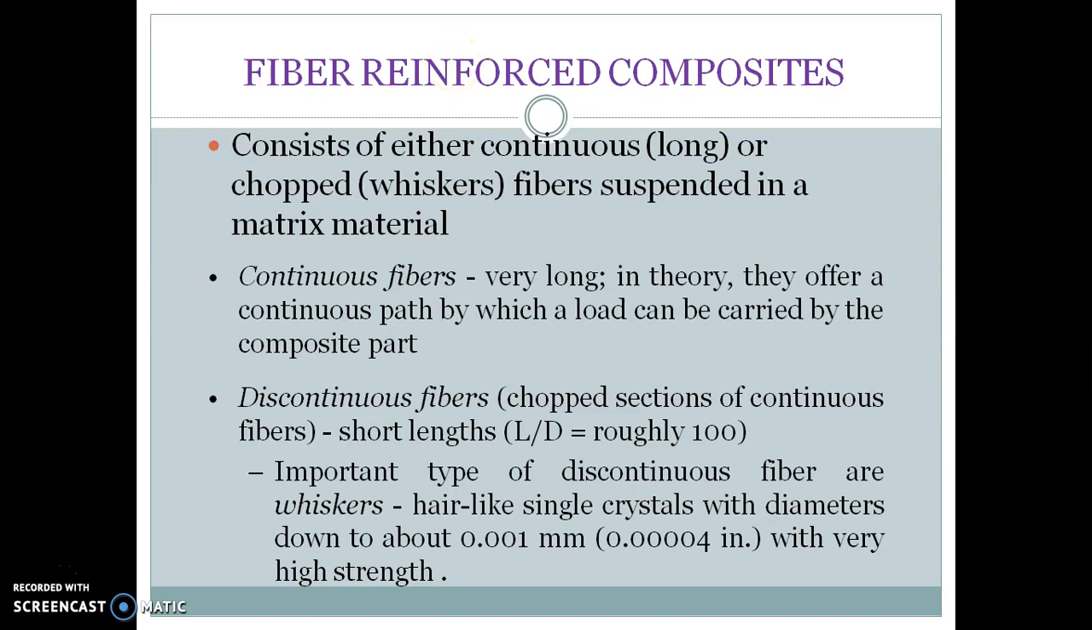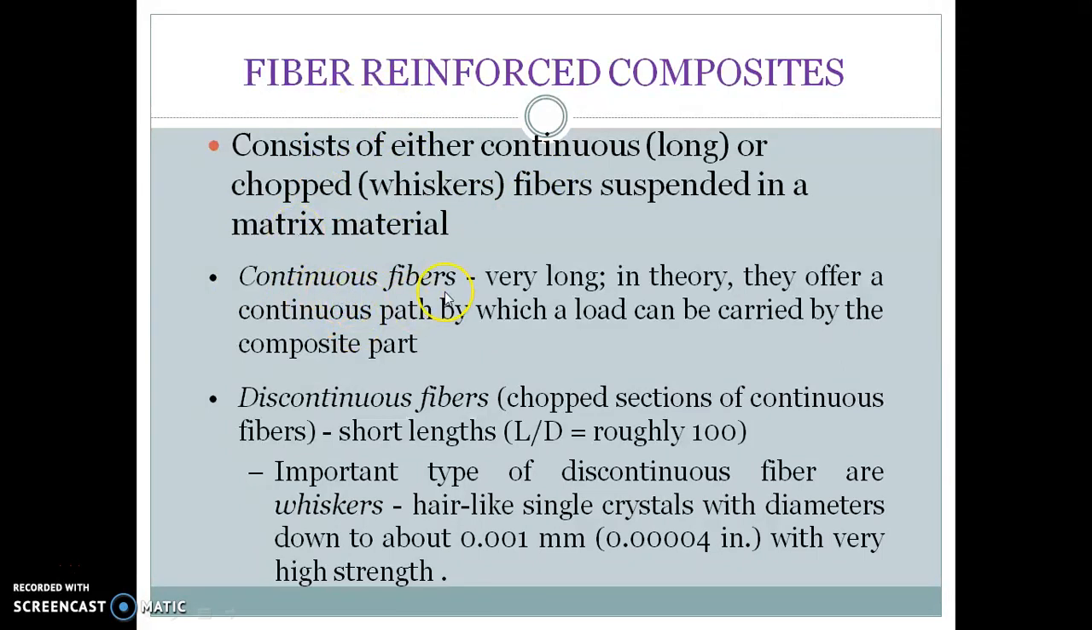Next comes fiber reinforced composites. As we know, a fiber reinforced composite consists of one matrix material and the other will be the fibers. Fibers may be chopped, whiskers, short or long. They might be in any shape or any order; no problem about that. By considering these fibers, we prepare a composite called a fiber reinforced composite.